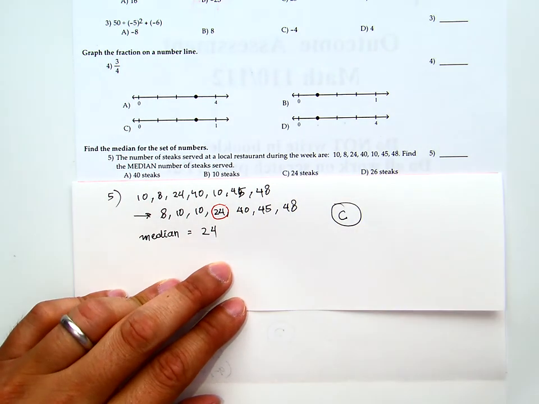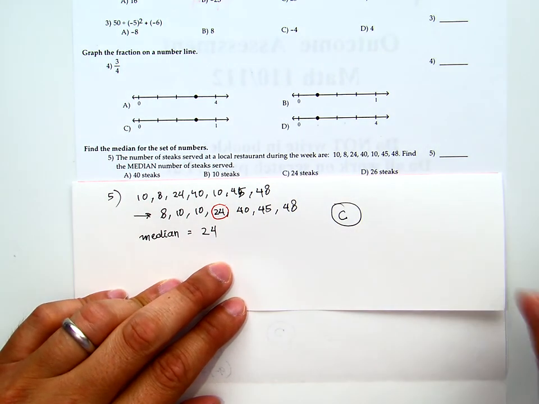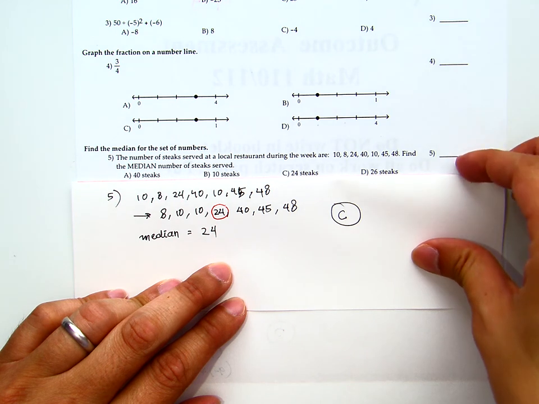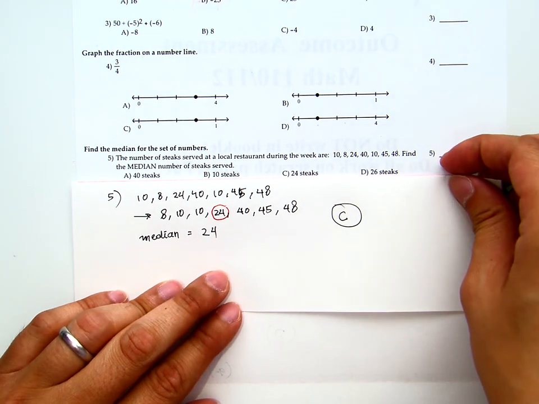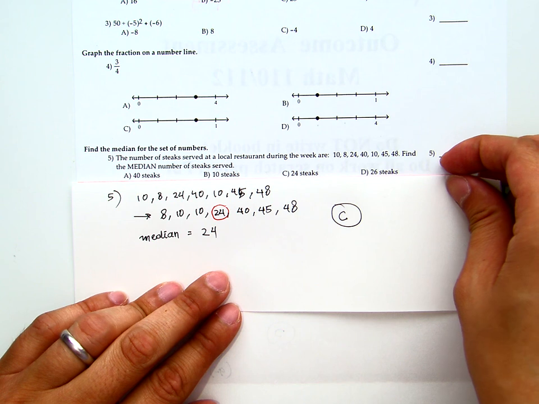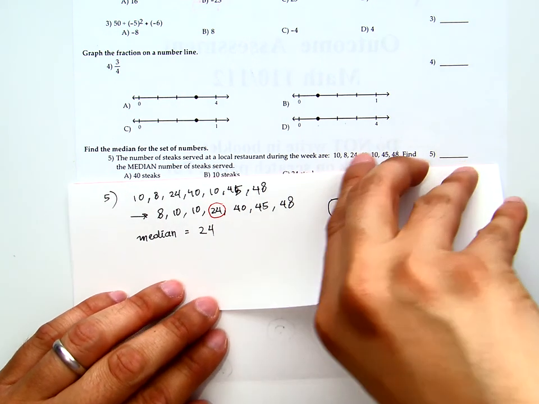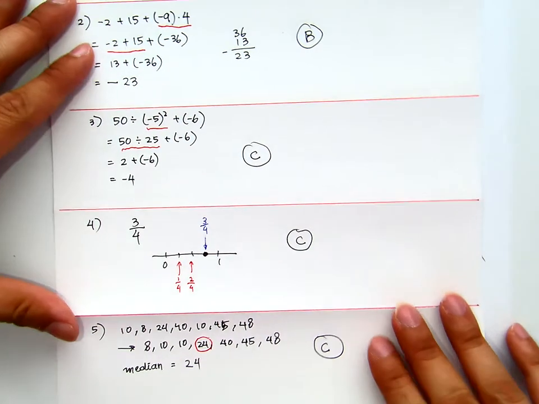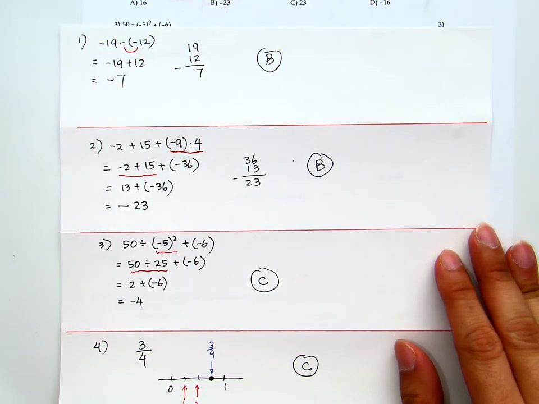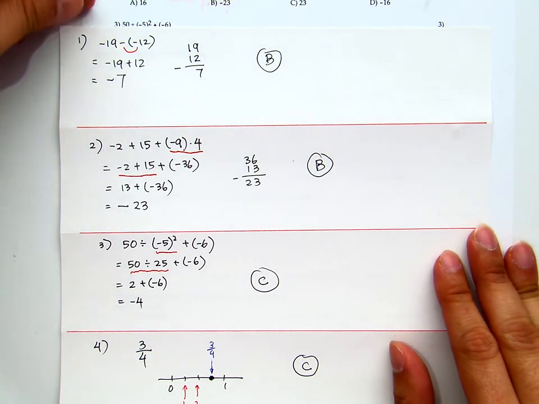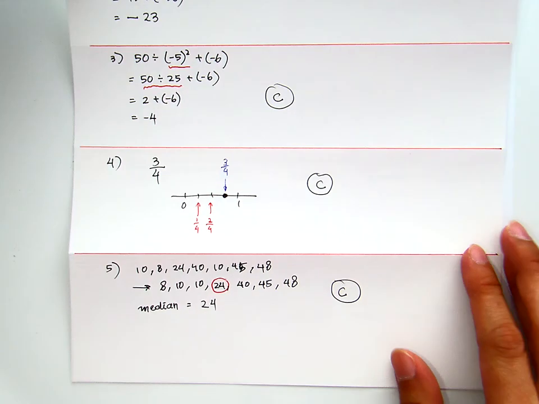Now, this is from the Spring 2010 Math Department Final, the first part from number 1 to number 5. The answers are as the following: 1, 2, 3, 4, and 5.